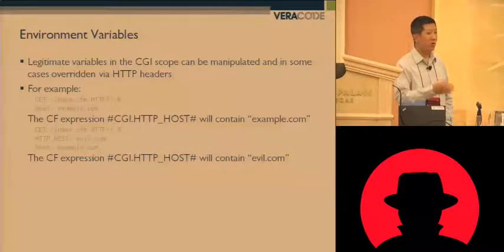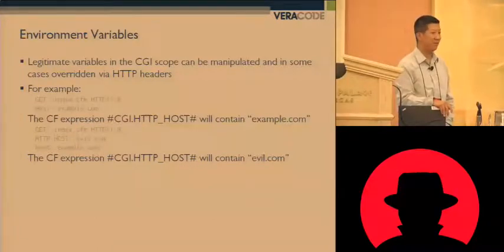CGI.httphost in a normal request is going to contain whatever's in the host header. But if you provide a host header and an HTTP header that's actually called HTTP host, that will override the value of CGI HTTP host, and it will actually contain in the lower code snippet there evil.com instead of example.com. I have no idea why it does that, why they allow you to do that. There appears to be no defensible reason for allowing you to overwrite CGI variables, but there you have it.